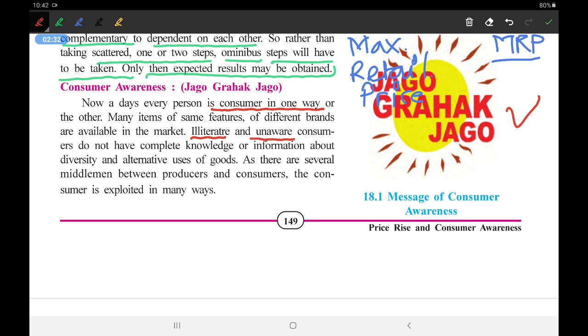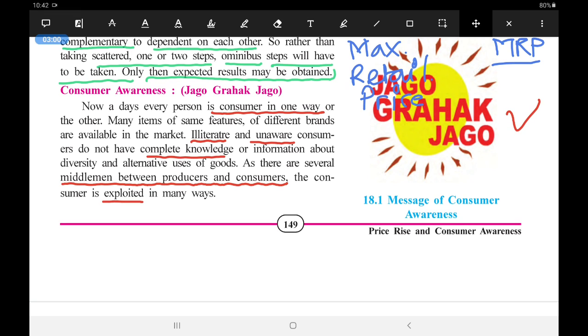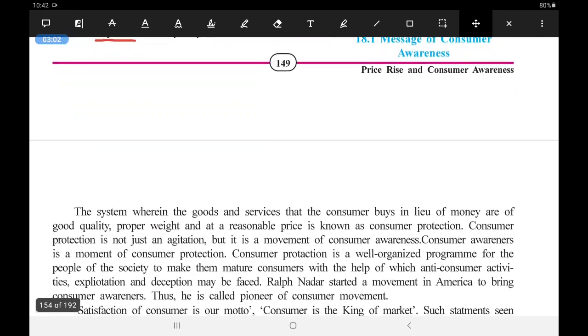Illiterate and unaware consumers do not have complete knowledge or information about the diversity and alternative usage of goods. See, they don't have complete knowledge, and that's why they are cheated. As there are several middlemen between producers and consumers, the consumer is exploited in many ways. See, there are middlemen between producer and consumers, so due to that there are ways and terms by which consumers are exploited and cheated in all possible ways.